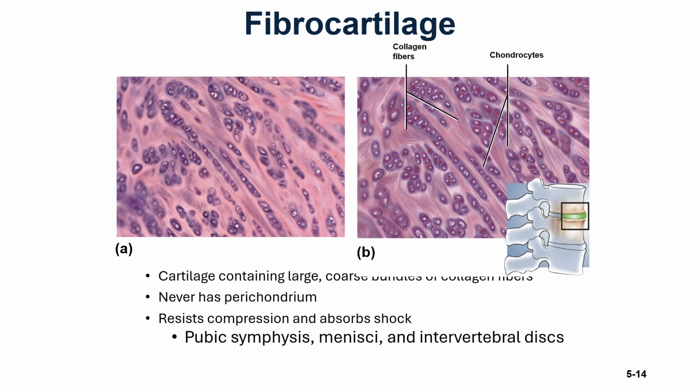The place where fibrocartilage is present is the intervertebral disc. They are the discs that separate the bones in the vertebral column, and this fibrocartilage is tough, and it can resist compression and absorb shock.